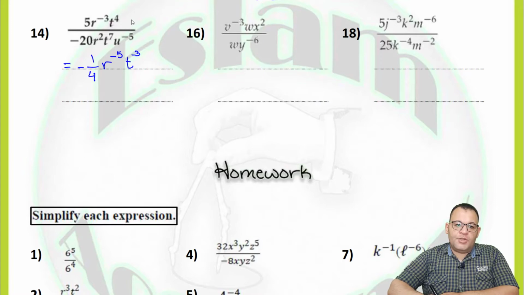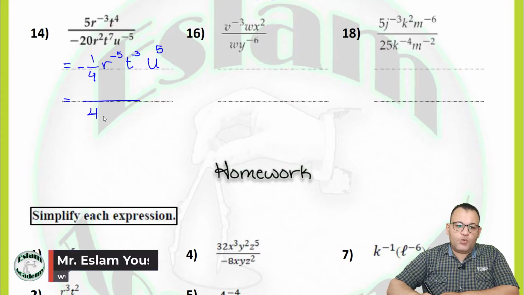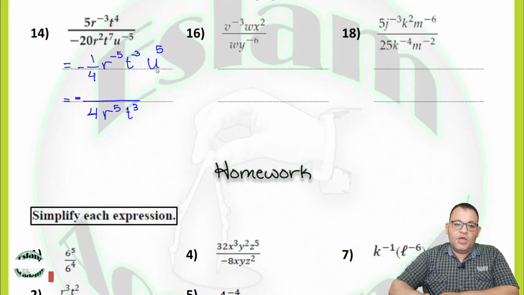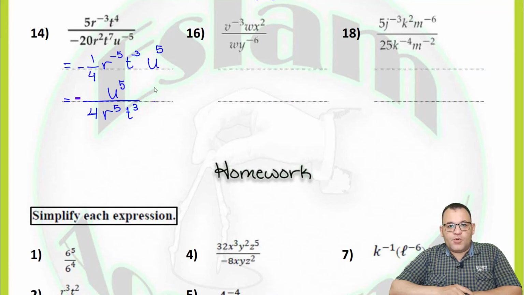Now there is no u at the numerator, but we have u at the denominator with a negative sign. So we just write u up with positive power. Because we have a negative power, we make a fraction and write 4 down. r to the power negative 5 will be down with r to the power 5. t to the power negative 3 would be written down, t to the power 3. u to the power positive 5 would be written up. And that's all about division properties of the exponent.